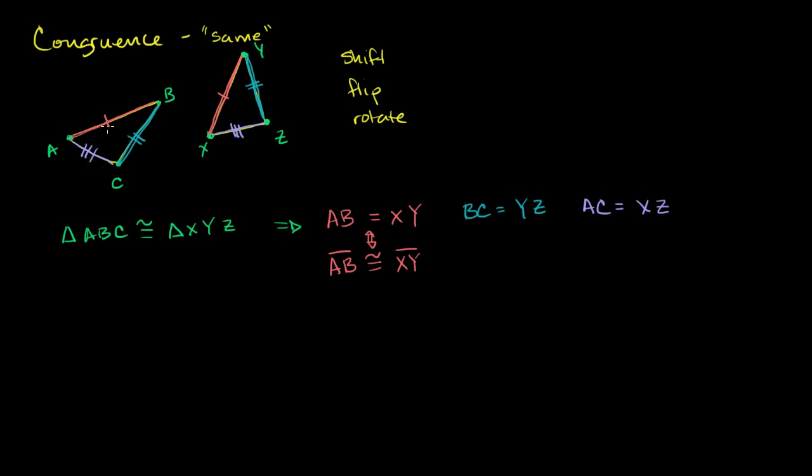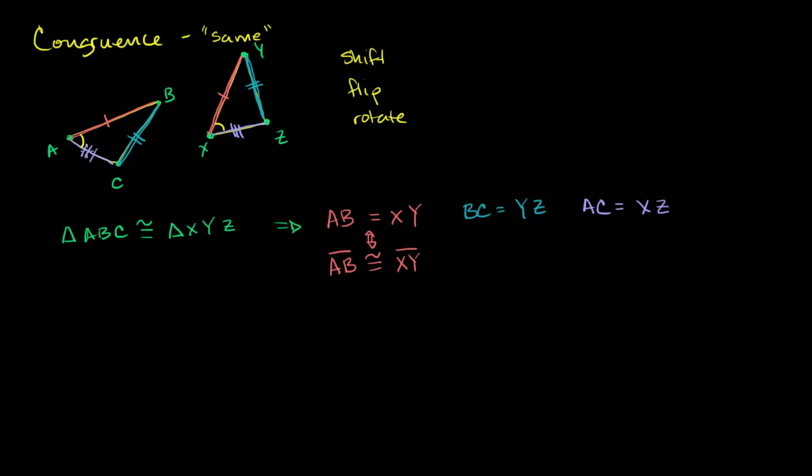Not only do we know that the corresponding sides are going to have the same length if someone tells us that a triangle is congruent, we also know that all the corresponding angles are going to have the same measure. So for example, we also know that this angle's measure is going to be the same as the corresponding angle's measure. And the corresponding angle is right over here.